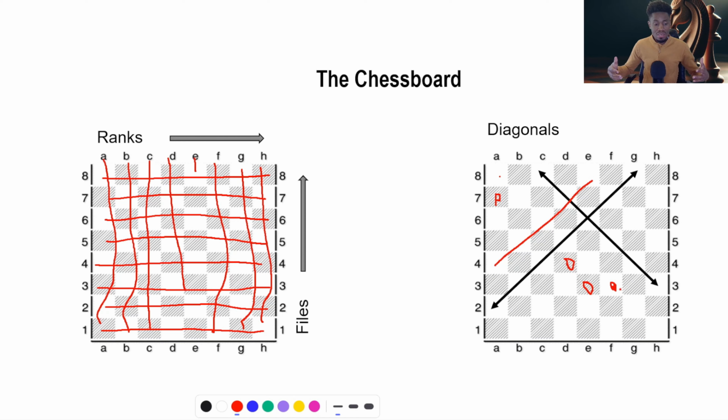So we have to make sure we know what we are talking about when we put the chessboard and we are ready to play. Remember, on the chessboard, we have files, ranks, diagonals, and squares. Let's go to the next page.